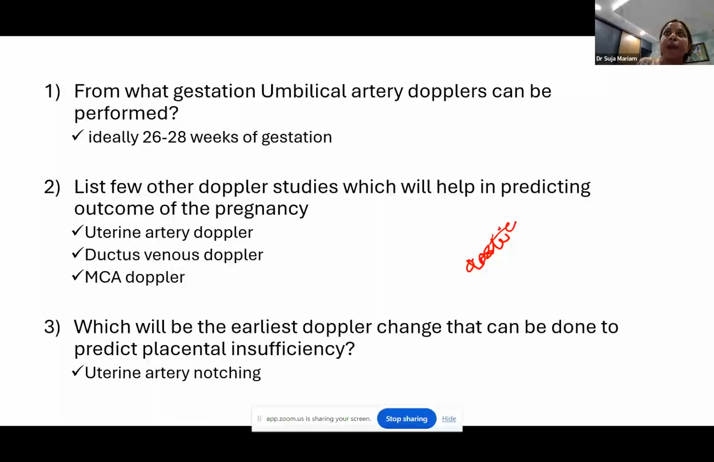Uterine artery notching can be found in the second trimester, starting from 16 weeks onwards. That notching should not be present after 24 weeks of gestation. So persistent notching after 24 weeks is a sign of impending placental insufficiency or preeclampsia.